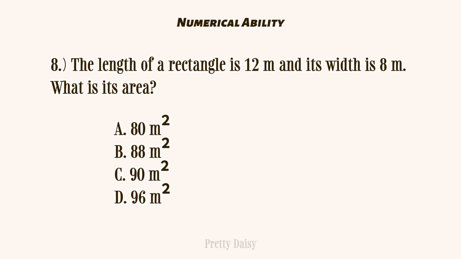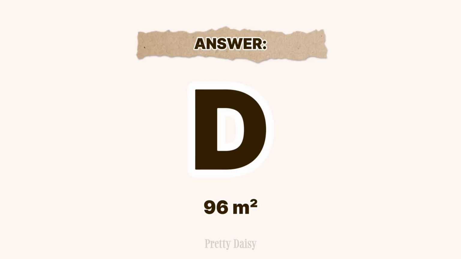8. The length of a rectangle is 12 meters, and its width is 8 meters. What is its area? A. 80 square meters. B. 88 square meters. C. 90 square meters. D. 96 square meters. Answer: D. 96 square meters.